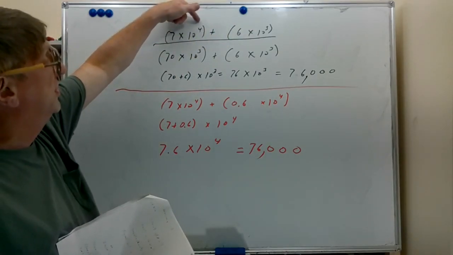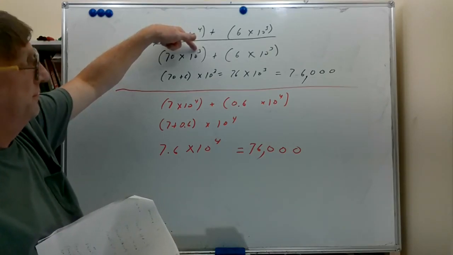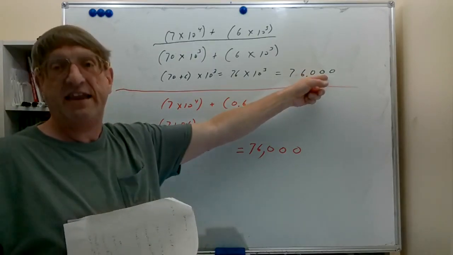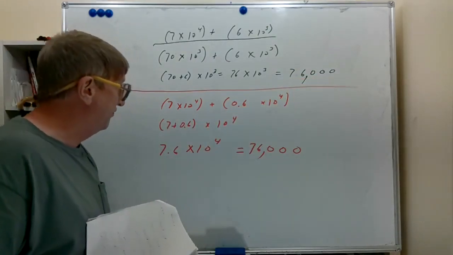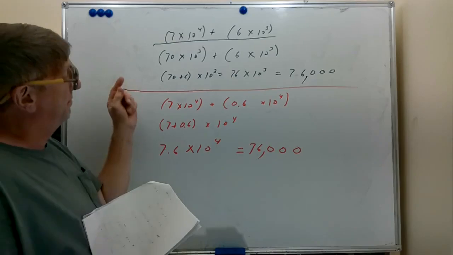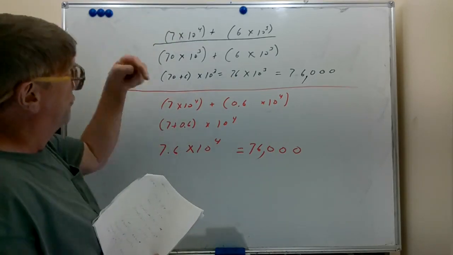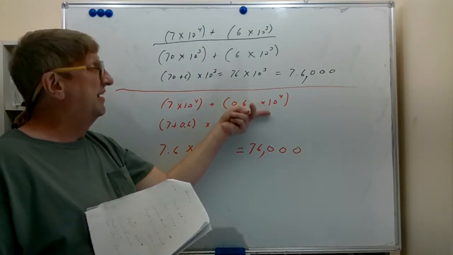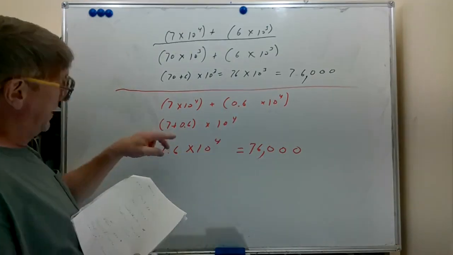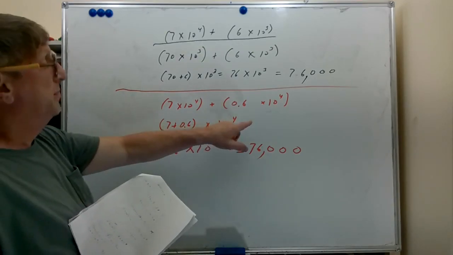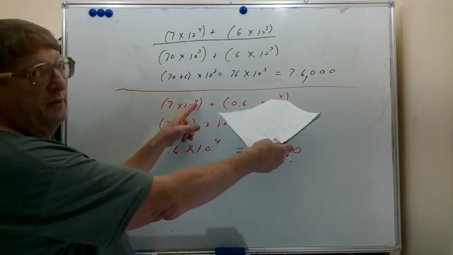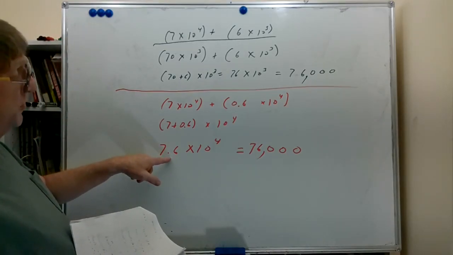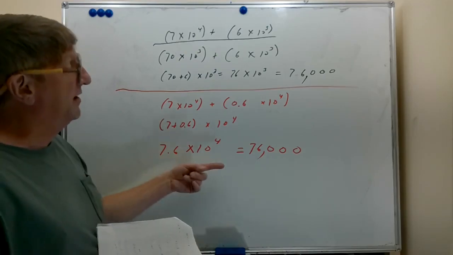In this one, we changed the 10 to the fourth to match the 10 to the third. We added it all up. We got 76 times 10 to the third. We expressed that as an ordinary number. Got 76,000. When we did the problem the second time, we left the 10 to the fourth the same. We changed the 6 times 10 to the third to the 0.6 times 10 to the fourth. We added the numerical portions. The power of 10 was already handled. We got them in the same power of 10. Here we added the numerical portions. Here we converted this power of 10 to an ordinary number.